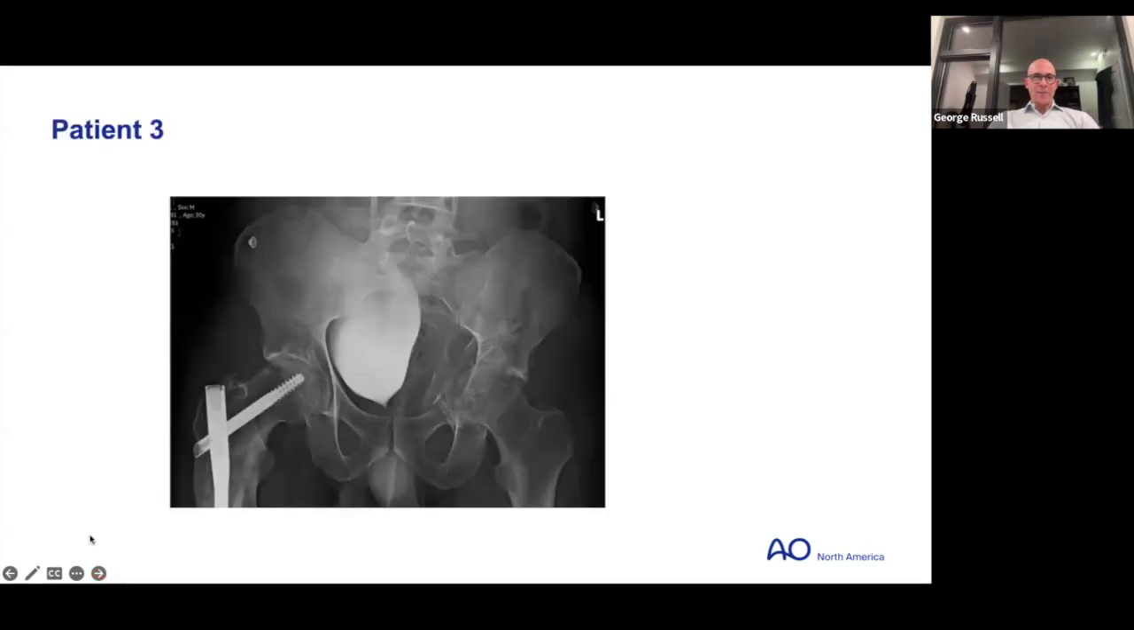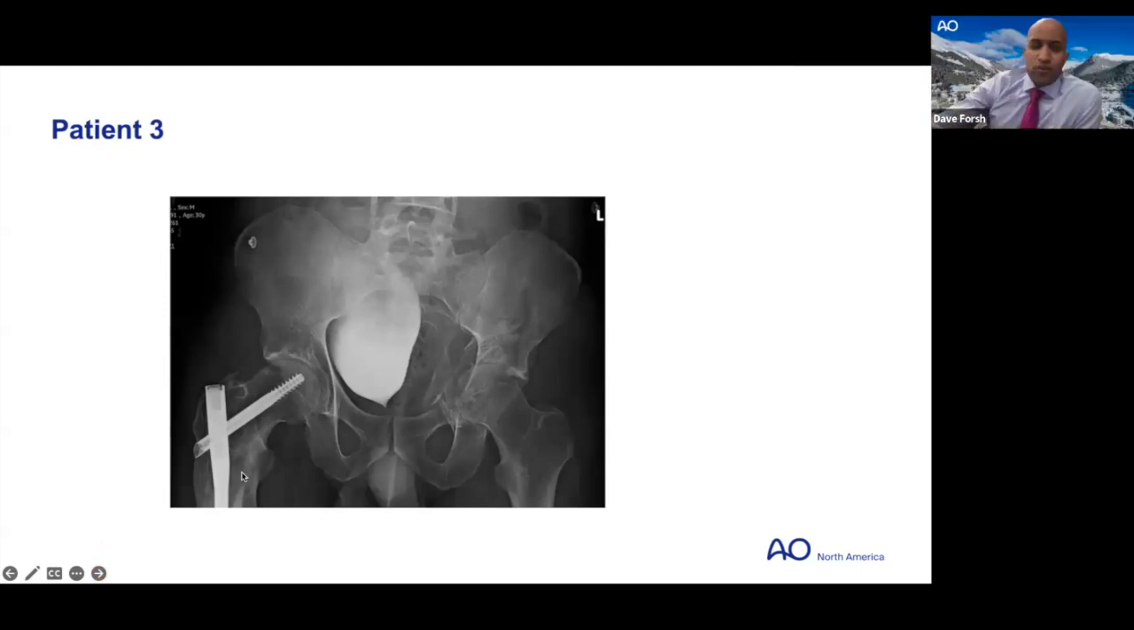Dr. Force, you're up. Yeah, so this one I think was a younger patient. I'm not sure what his mechanism was, but he presented with the same kind of intrusion here. You can see he has some dye in his bladder, so he has a pretty big hematoma that's pushing everything to the contralateral hemipelvis. So it's a pretty significant injury in that regard.